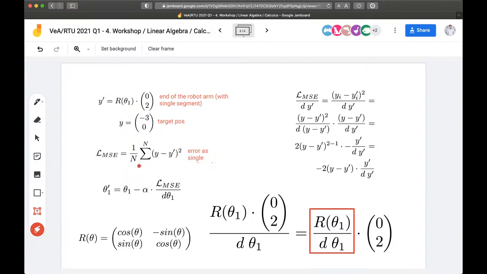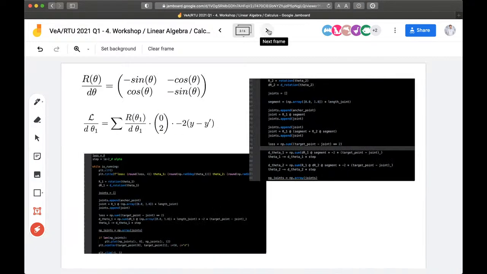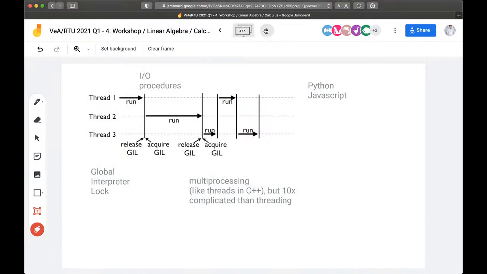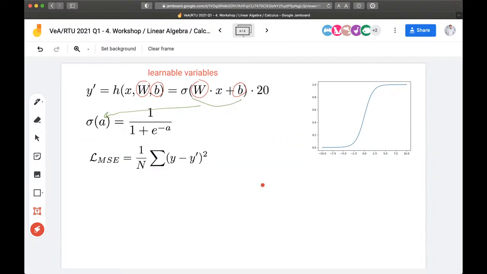While I'm typing this, maybe you can answer in the chat. What will happen to the loss when we apply SGD, stochastic gradient descent, to weight and bias? Let me try to write it down for you here in this slide now.